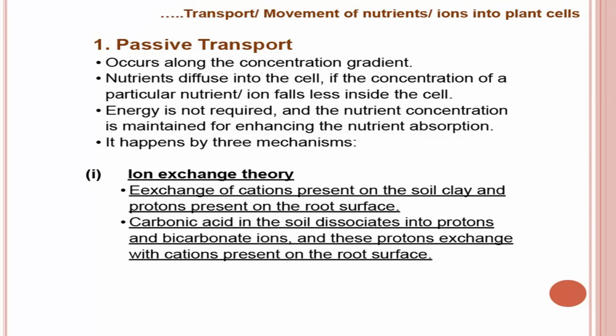Now, we go to passive transport. It occurs along the concentration gradient, means with the concentration gradient. Nutrients diffuse into the cell if the concentration of a particular nutrient or ion is less inside the cell. Means in passive transport the energy is not required, use of ATP is not required. Energy is not required and the nutrient concentration is maintained for enhancing the nutrient absorption. It is mostly by concentration gradient that the nutrients are moving from one place to another place.